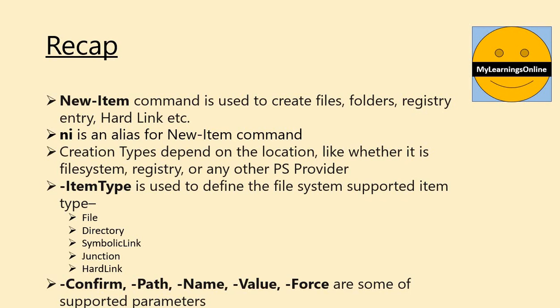Now let's recap. The New-Item command is used to create files, folders, registry entries, hard links, etc. NI is an alias for this command. Creation type depends on location, like whether it is the file system, registry, or any other PS provider. The ItemType parameter is used to define the file system supported items like file, directory, symbolic link, junction, hard link. Confirm, Path, Name, Value, Force are some of the supported parameters for this command.